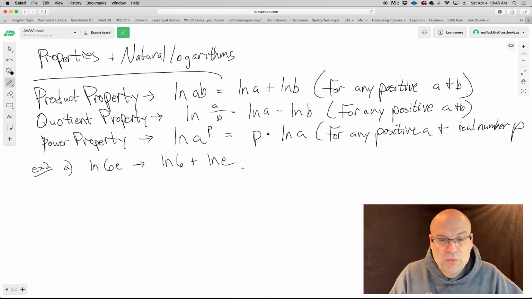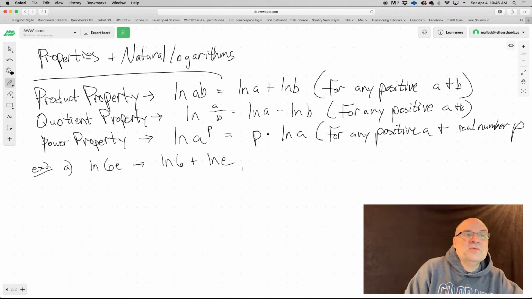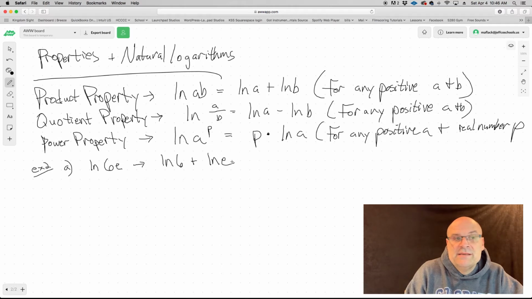Okay? Well, what's the natural log of e? Well, what exponent do you apply to e to get e? Well, this is just 1. So the natural log of e is always 1. Because e to the 1 equals e. Does that make sense? All right.